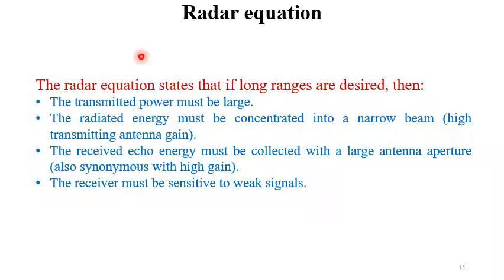The received echo energy must be collected with a large antenna aperture. That is also synonymous with high gain. So the gain of the antenna, transmitter antenna or receiver antenna, whatever it may be, or both, must be made very large. The receiver must be sensitive to weak signals. These are a few conditions. If we can maintain these conditions, then Rmax, the maximum range, may be enhanced.